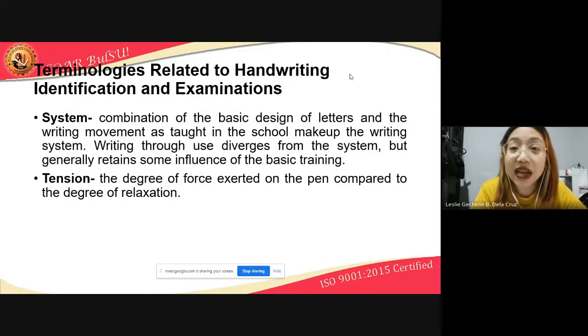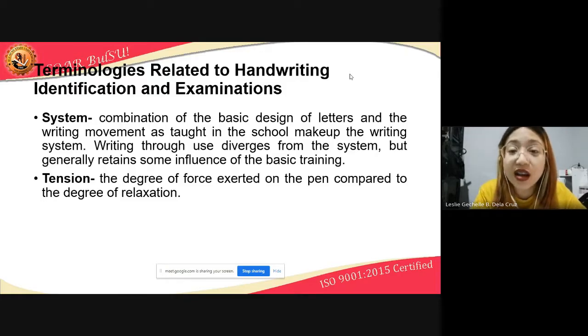System. Combination of the basic design of letters and the writing movement as taught in the school make up the writing system. So this is your copybook system. Kung ano yung tinuro sa inyo sa school. Writing through use diverges from the system, but generally retains some influence of the basic training. So habang nagiging skilled writer ka, habang nag-i-improve ka sa pagsusulat, nagkakaroon ng pagkakaiba, nagda-diverge ka mula dun sa original system. Pero may mga natitira pa rin dun sa sulat mo na mula dun sa copybook system na natutunan mo.